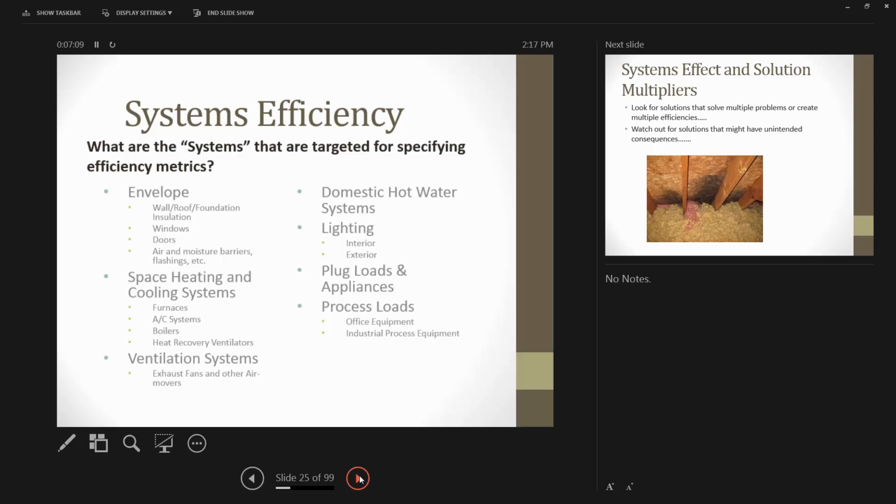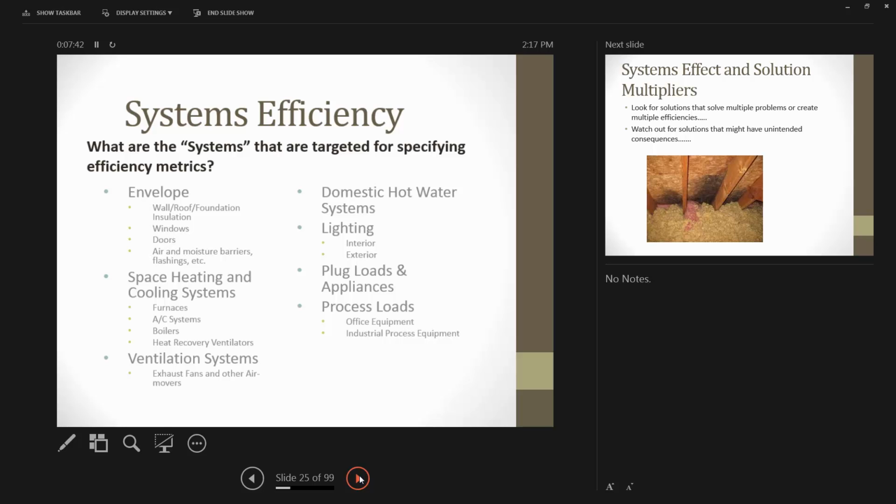So what are the major systems? When most of the systems design programs and people that promote system design, you'll see the systems broken out this way. There's the envelope, one of the most important systems when it comes to efficiency. So what components make up the thermal envelope? The walls, the roof, the windows, the doors, everything that makes that thermal separation from the inside to the outside.